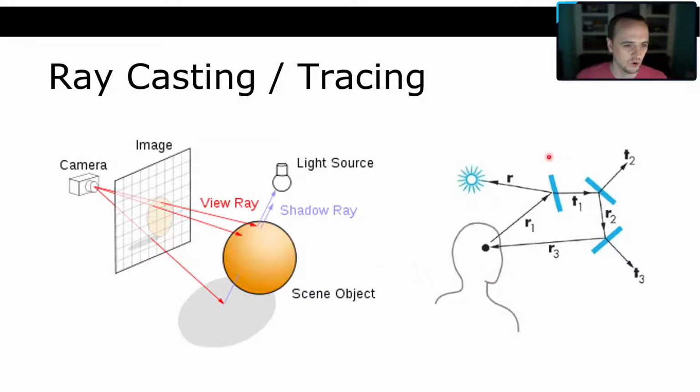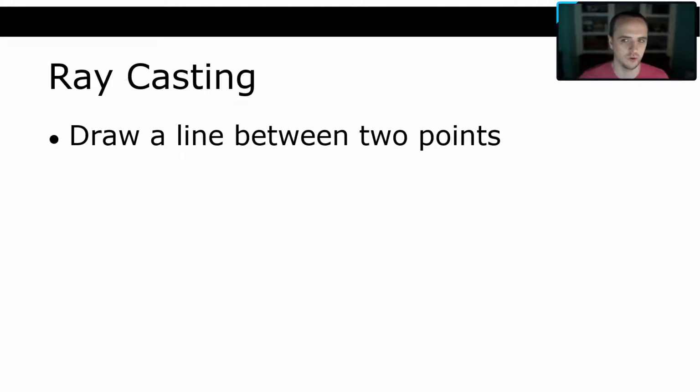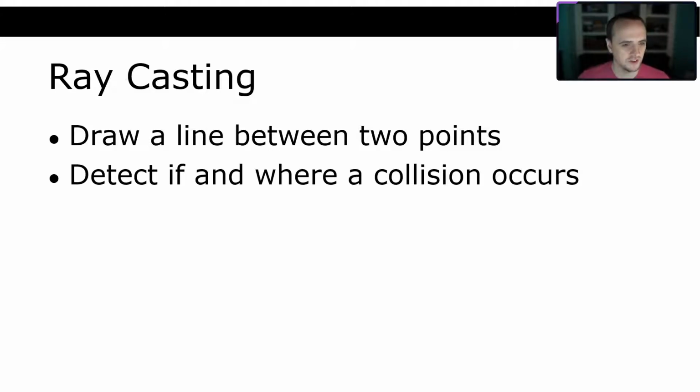It can be much more complicated than this simple example, where you have multiple mirrors and all sorts of crazy stuff. But essentially, it's just a bunch of rays, usually of light, but rays of something, that are intersecting, bouncing off of objects, and then ending up somewhere else. So ray casting, the basic operation that we're doing, is drawing a line between 2 points in space. And we're going to detect if a collision occurs at any point with that line, and where that collision occurs as well.